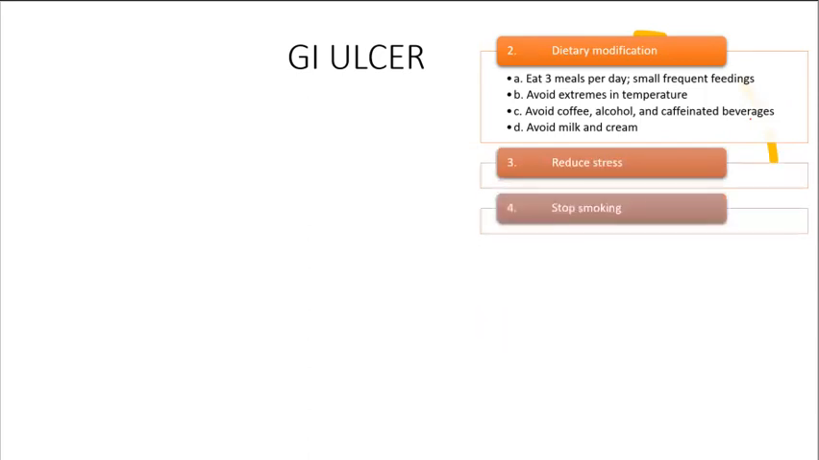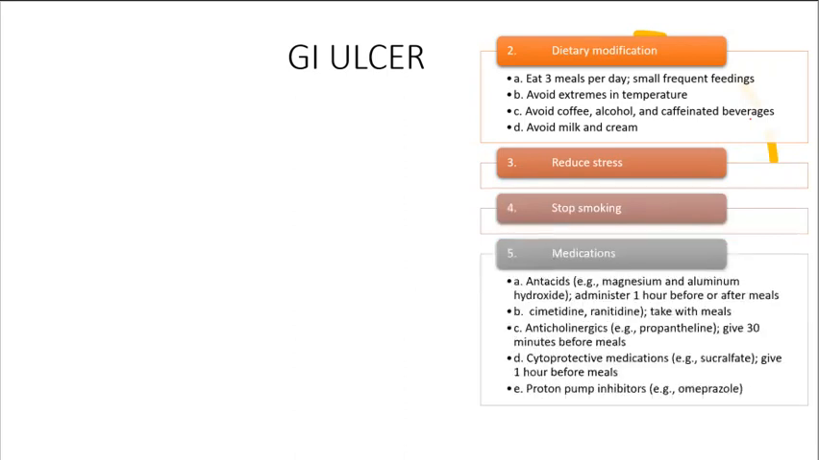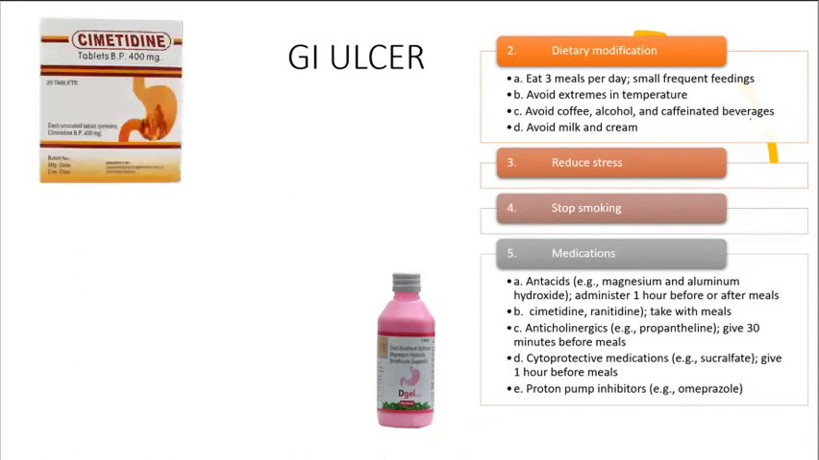And again, we might need to place them on medications like our antacid. Again, one example of your antacid would be our magnesium and aluminum hydroxide. This will need to be administered 1 hour before or after meals. We might also need to give them our histamine receptor antagonists like your cimetidine or your ranitidine. They need to take it with food.